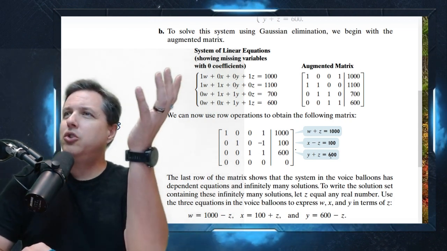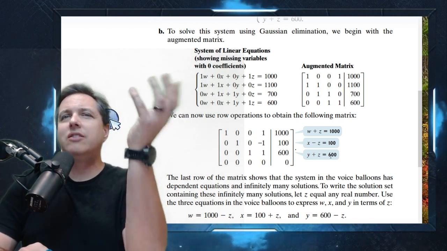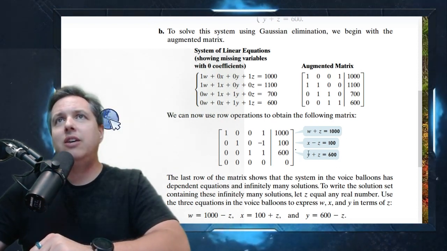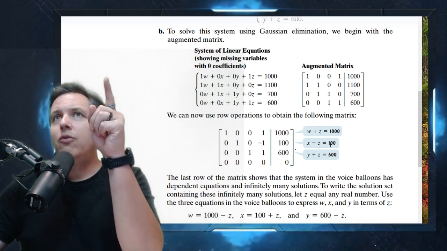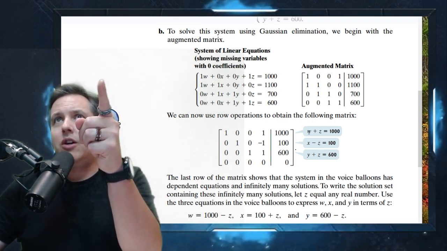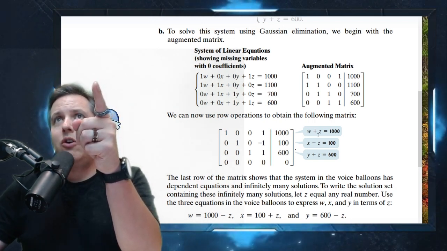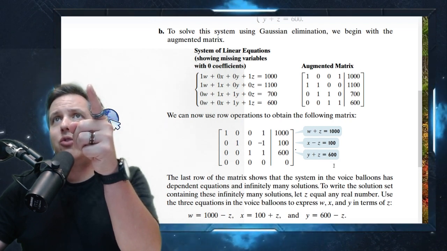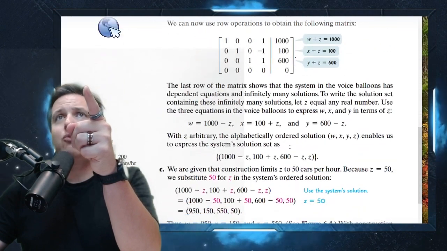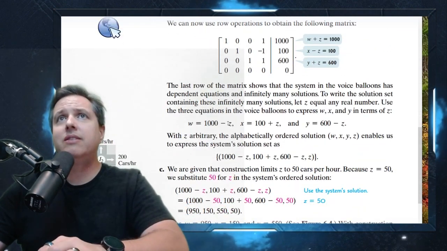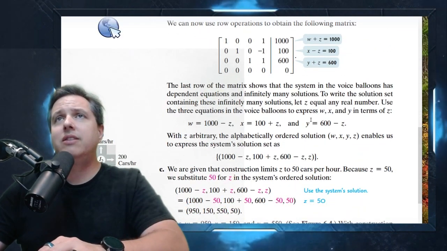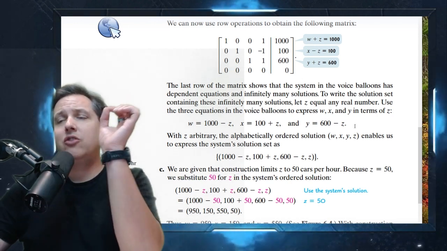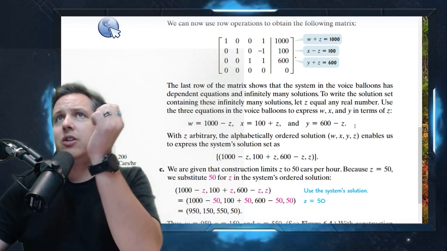Okay, but what are we supposed to do with that? How are we supposed to write this system in a way that is helpful? So what you do is you take each of these equations and you solve for the variable, either W, X, or Y. So we would solve this first one for W, we'd solve the second one for X, and we'd solve the third one for Y. Right? So that's what we have here. W equals 1,000 minus Z, X is equal to 100 plus Z, and Y equals 600 minus Z. So what we have is all of those variables in terms of Z.